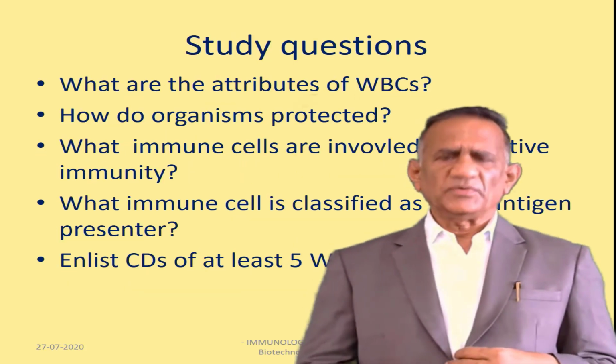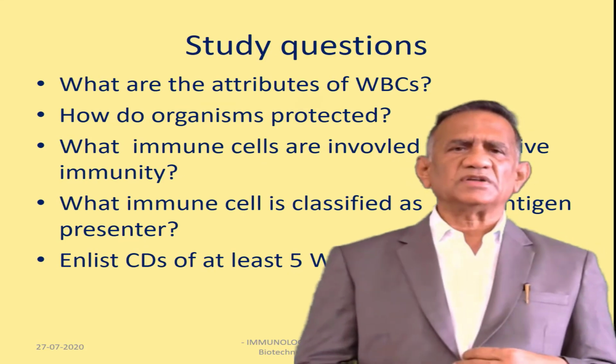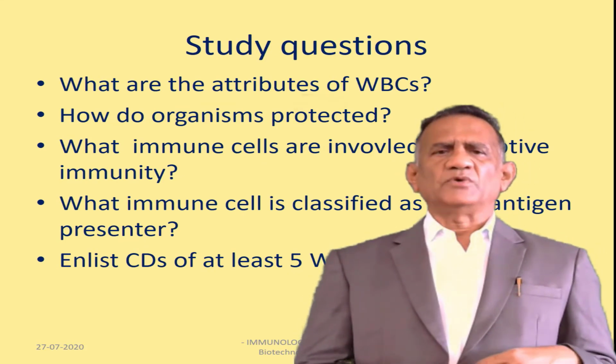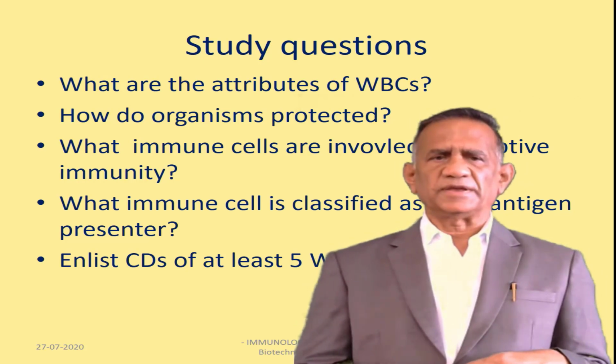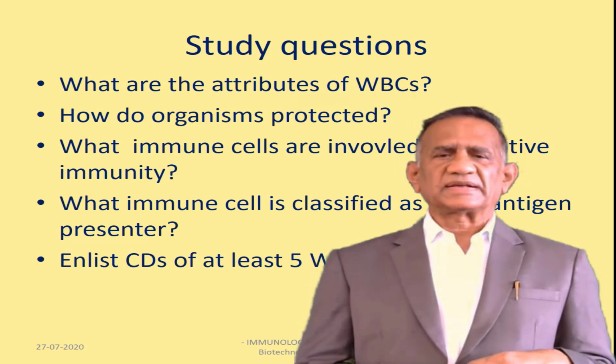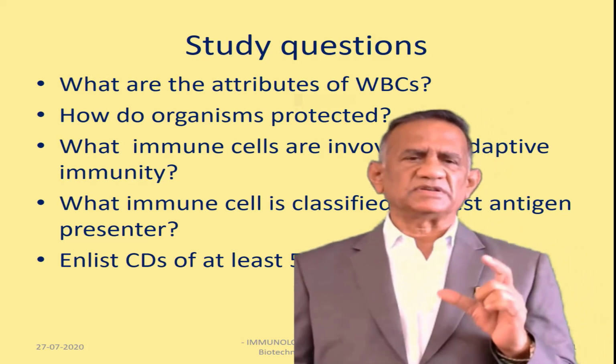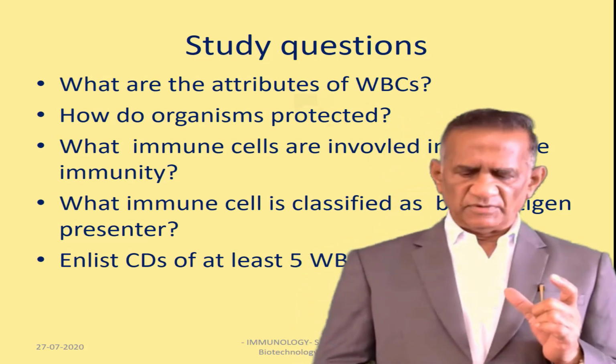So a few of the study questions from this topic are: what are the attributes of WBCs? How do organisms protect themselves? What immune cells are involved in adaptive immunity? What immune cell is classified as the best antigen presenter? Enlist CDs of at least 5 WBCs.